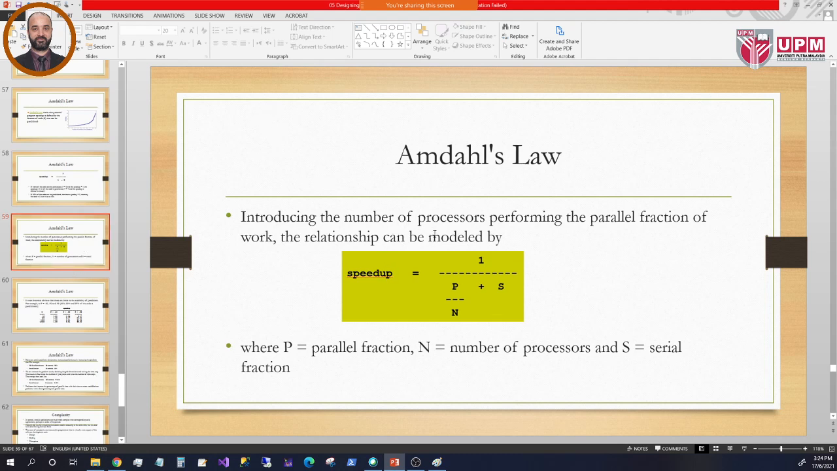So introducing the number of processors performing the parallel fraction of work, the relationship can be modeled by speedup equals 1 over (P over N plus S), where P is the parallel fraction, N is the number of processors, and S is the serial fraction. Now things become very complicated, guys.